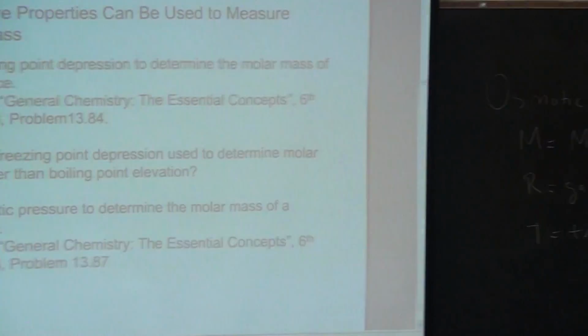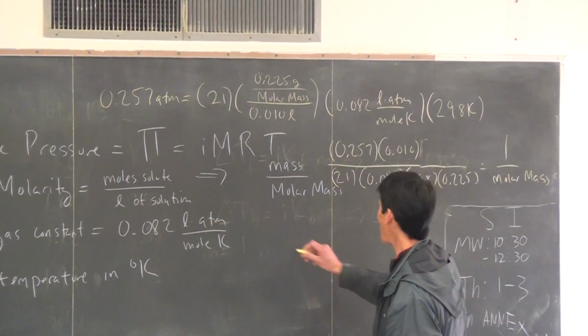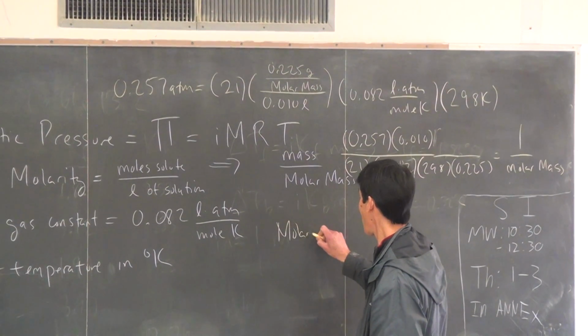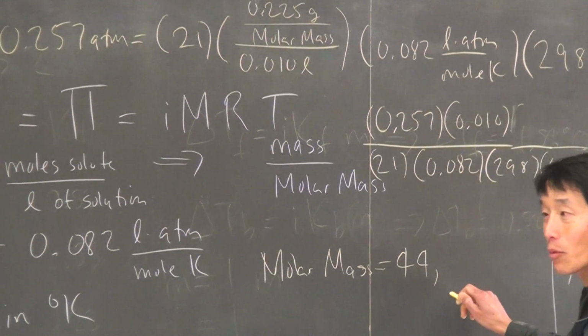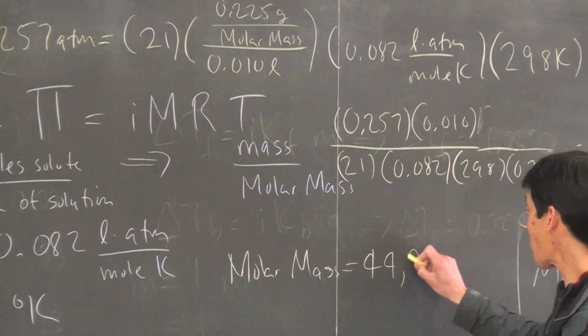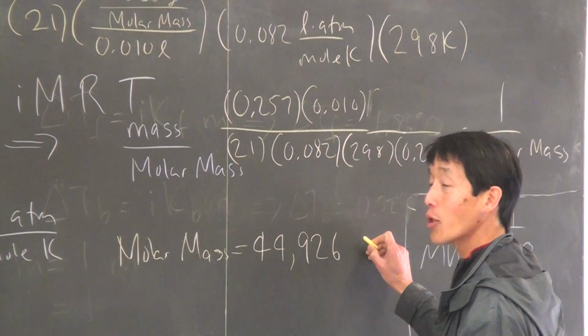Okay, so when you solve for molar mass here, the molar mass is 44,926. Yeah. And the units are going to be in?